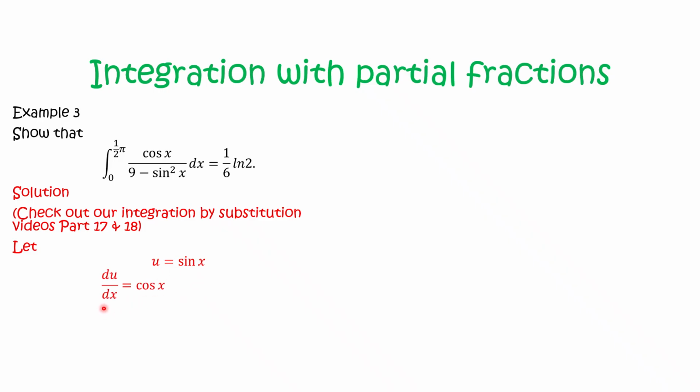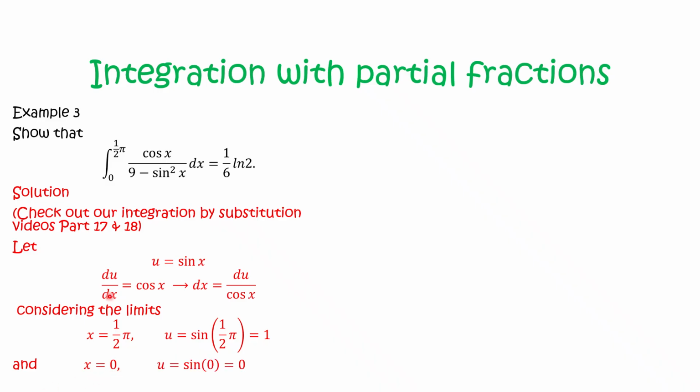Let's use the substitution u is equal to sine x, implying that du dx is equal to cosine of x, implying that dx is equal to du over cos x. Now, considering the limits, x was half pi. Substituting it into our new variable, we have u is equal to sine half pi, which is equal to 1. And x is equal to 0, u is equal to sine 0, which is equal to 0.